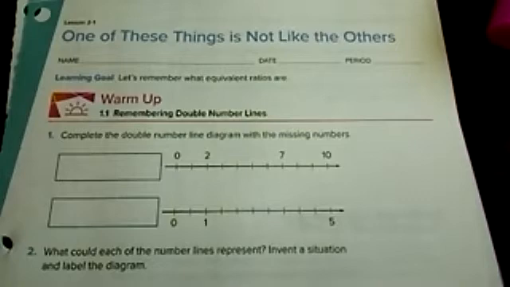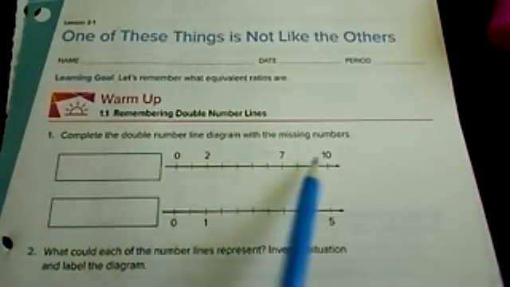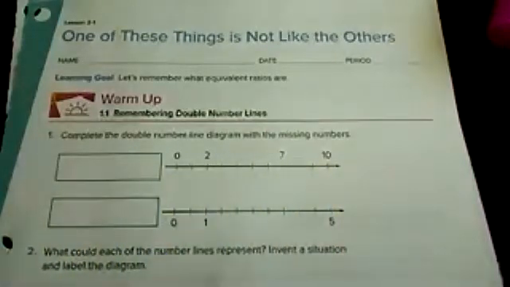I would like you to take your time and complete the first 3 questions. So the first one wants you to fill in the number line diagram with the missing numbers. And then the second one says, what could each of the number lines represent? Invent a situation and label the diagram. And number 3, make sure your labels include appropriate units of measure. So pause the video and take 5 minutes to do that now.